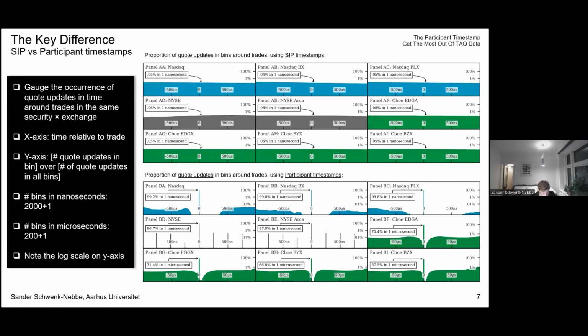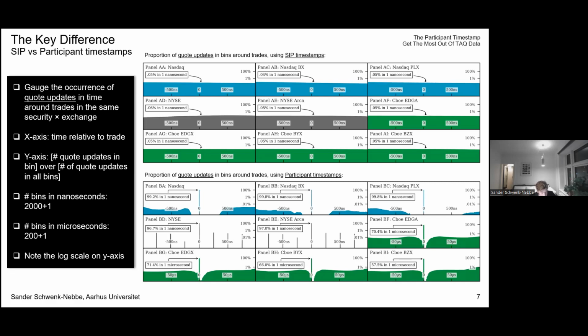On the y-axis, I report the proportion of quote updates in a given bin over the total number of quote updates in all bins. So the bins, in other words, sum up to 100%. On the x-axis, I report the timestamp of that bin relative to the timestamp of that trade. So the bin at time 0 captures the proportion of quote updates that have the exact same timestamp as the trade. The timestamp is, of course, either the SIP timestamp or the participant timestamp. The bin to the left of the center reports the proportion of quote updates with a timestamp 1 microsecond or nanosecond, depending on the figure, earlier than the trade, and so on.